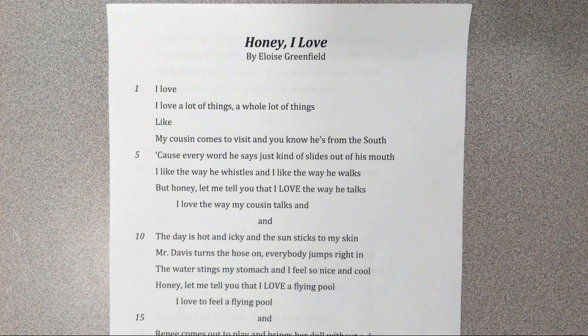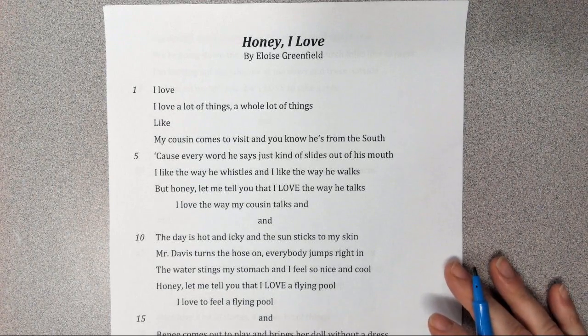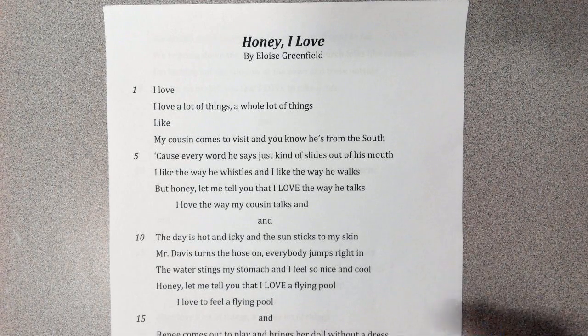Today we're going to look at how we infer within poetry and find the lesson learned in the poem. There are several steps that we're going to do, and we're going to model with Honey I Love by Eloise Greenfield. There are steps that we have to do.